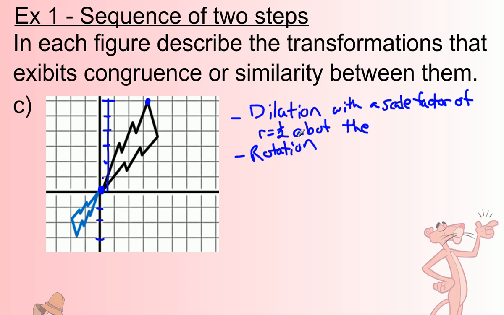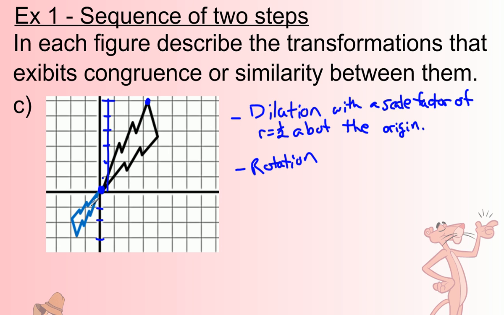About the, where was the scale factor from? Well, I can pick this point, I suppose. It's about the origin. Okay, so we did our dilation. We dilated it with a scale factor of 1/2. We made it half as big, and then shrunk it down towards the origin.